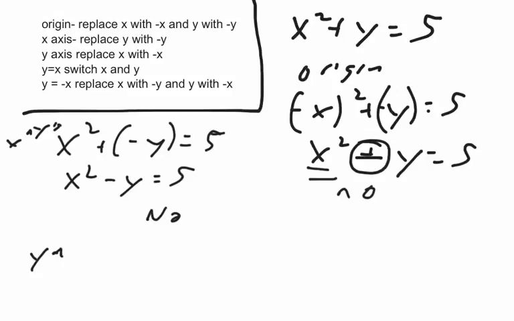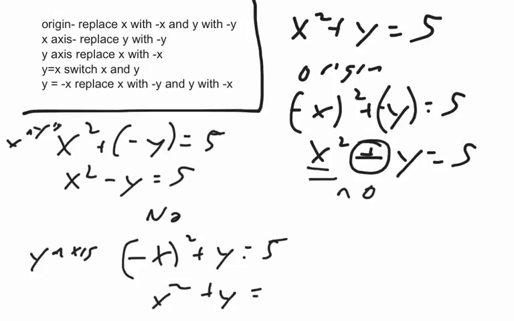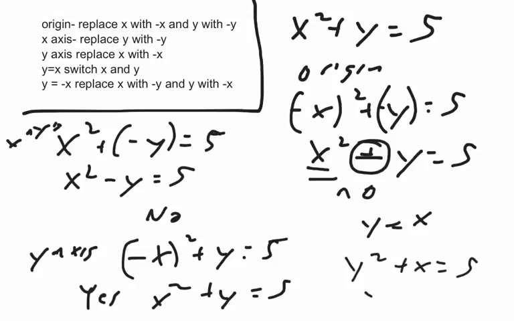So let's try the y-axis, and so we get negative x squared plus y equals 5, so x squared plus y equals 5, and so the answer here is yes. If I do y equals x, we get y squared plus x equals 5, and we turn that back around to be x squared plus y equals 5, and the answer here is no.